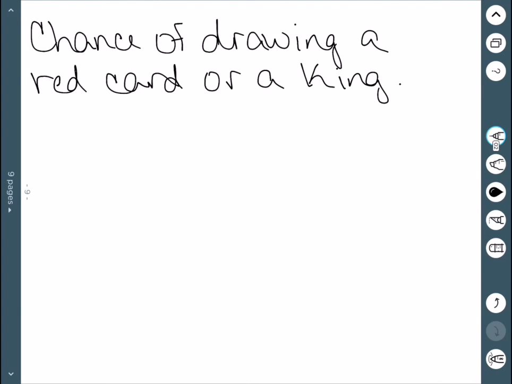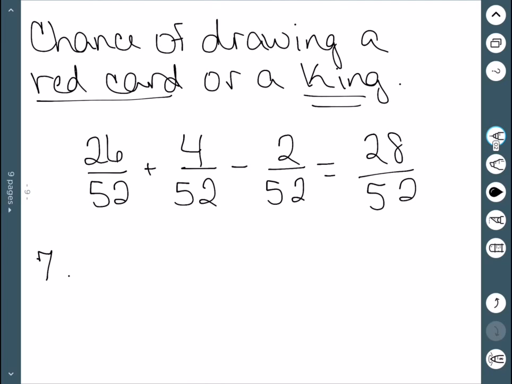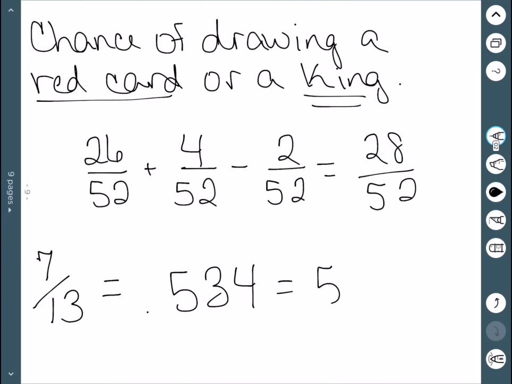As our last example, we'll look at the chance of drawing either a red card or a king. The red card, well, there are 26 out of 52. There are 4 kings, and 2 of those kings are also red cards, so we need to subtract that out. This gives us a total of 28 over 52. As a reduced fraction, this is 7 over 13, a decimal 0.534, and a percent 53.4%.